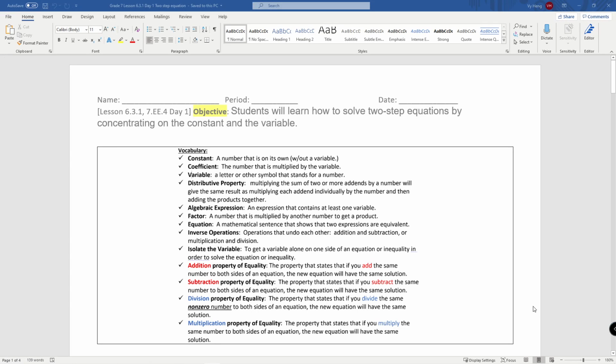Hey, good morning, guys. So today we're going to go over two-step equations, and we're focusing on constants and the variable. This is very similar to the one-step equations, so just focus and you will be okay. First of all, I just want to remind you what a constant is. We have to know this to be able to understand what it is, okay?